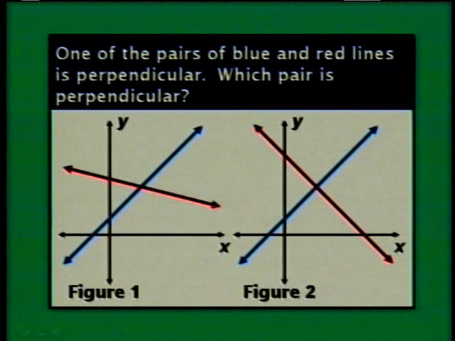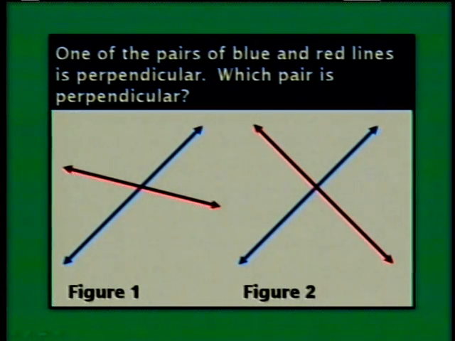What is it that makes a slippery slope? It's a change in scale. One of the pairs of blue and red lines is perpendicular. There's a pair in figure 1 and there's a pair in figure 2. Which pair is perpendicular? Well, you might be thinking, what a silly question. Obviously, it's the pair in figure 2. And you know what? If there was no axis system here, you'd be absolutely correct. Given the conditions of the problem, the pair of lines in figure 2 is the pair of perpendicular lines.